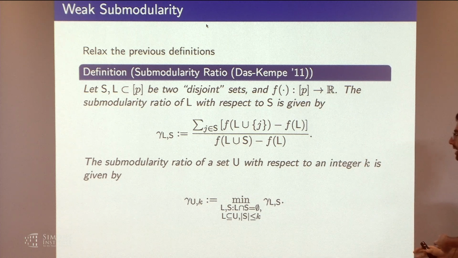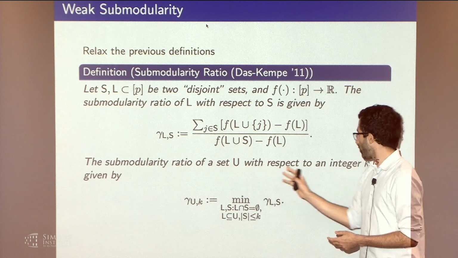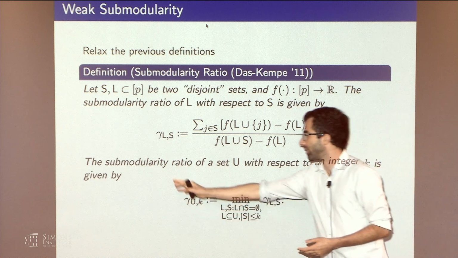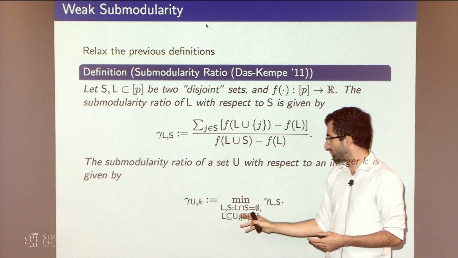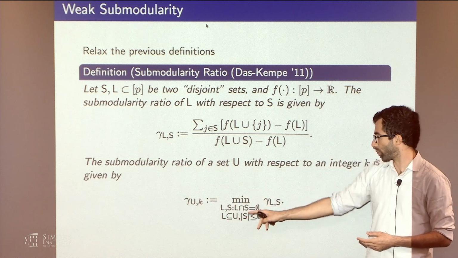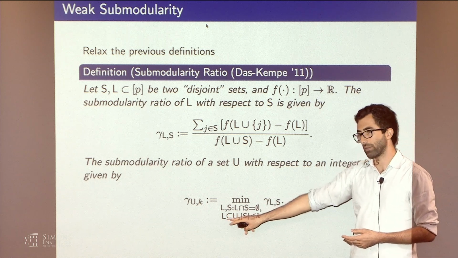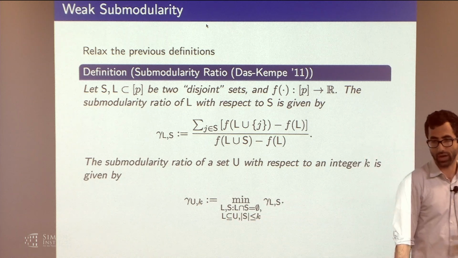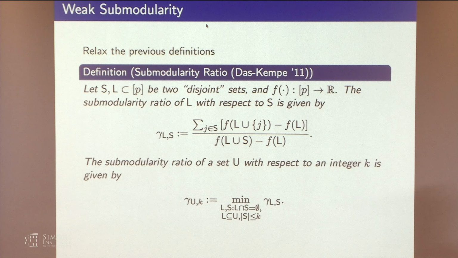So the submodularity ratio of a set U with respect to an integer k is then given by gamma U,k, which is the min over all disjoint L and S, where L is a subset of U, and the cardinality of S is upper bounded by k.